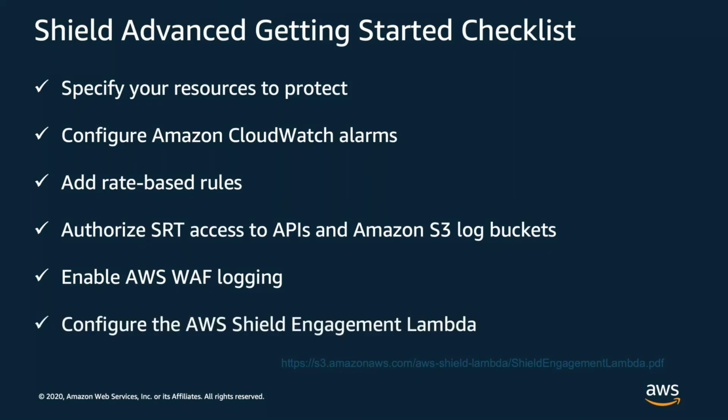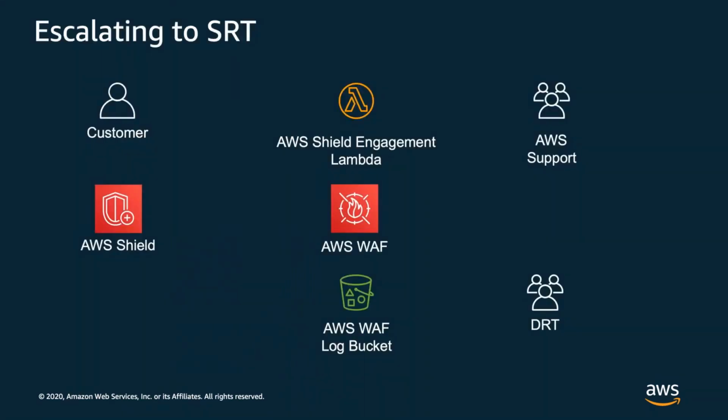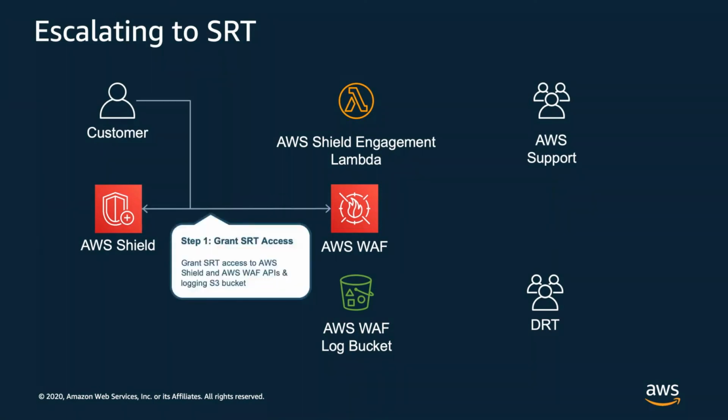Then we have something called the Shield Engagement Lambda. You'll see a link at the bottom of this page. This is a Lambda function that we create, which you can trigger whenever you're under attack. And the next slide, I'm going to explain to you kind of what that does. It directly lets you engage the Shield response team, bypassing premium support, so that you get faster response from the Shield team.